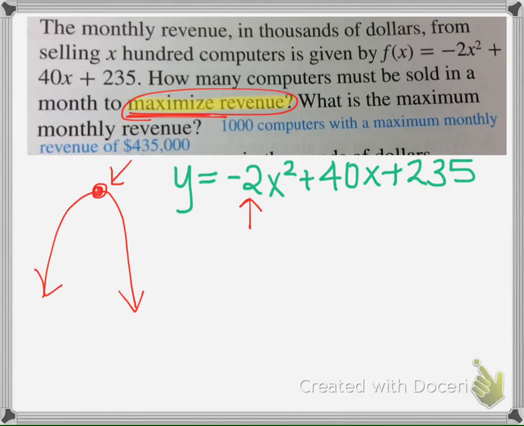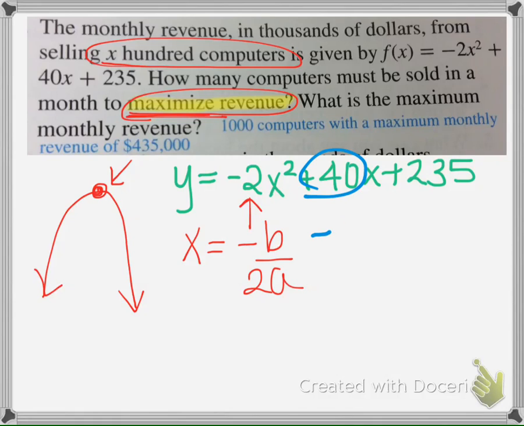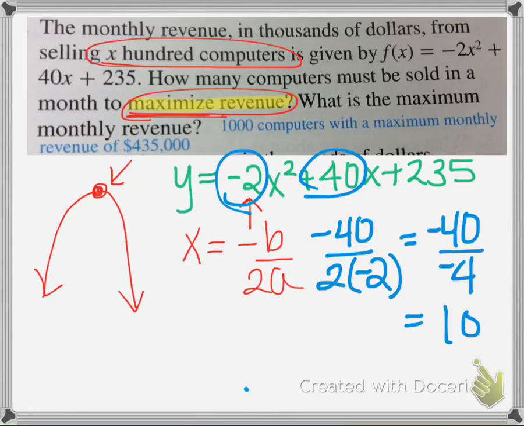So we learned that there is a formula. We could complete the square, but there's also a formula to find x, which x is the computers here. So to find how many computers must be sold, we need to use our formula. And we're going to plug in b, which is 40, and a, which is -2. So we get x equals 10.